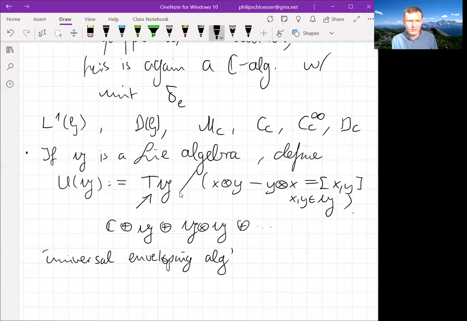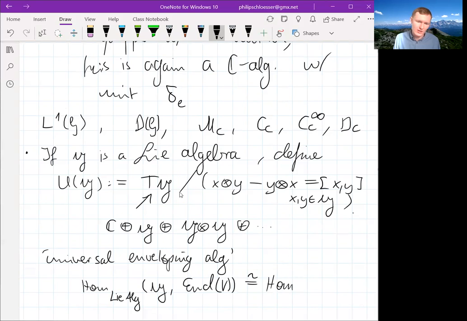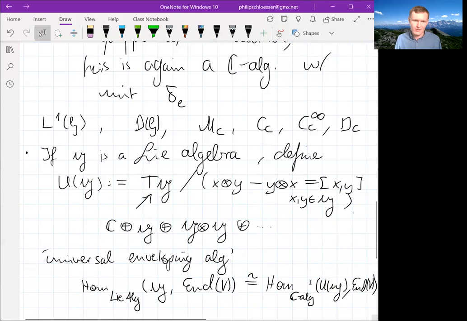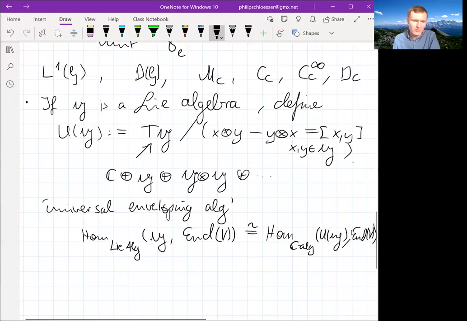It's called the universal enveloping algebra, and it has the property that every Lie algebra homomorphism from G into, for example, some endomorphism ring, can be extended uniquely to a homomorphism of associative algebras from UG to that same endomorphism ring, just by saying that multiplication should map to multiplication, and then therefore the Lie bracket should be the commutator, which is the reasonable thing to suppose here.